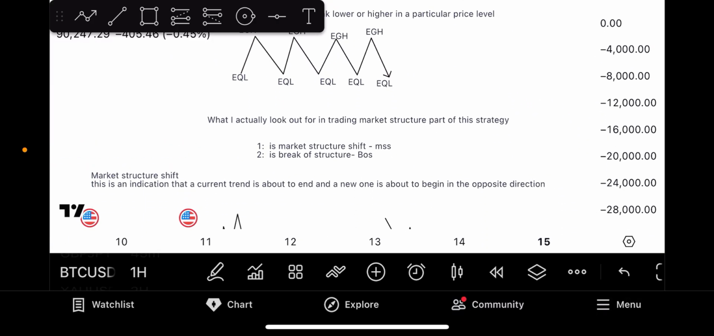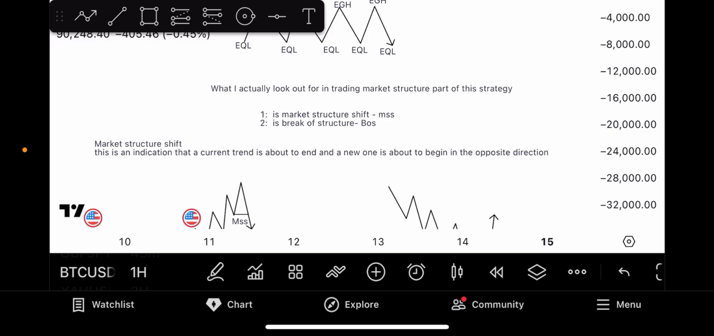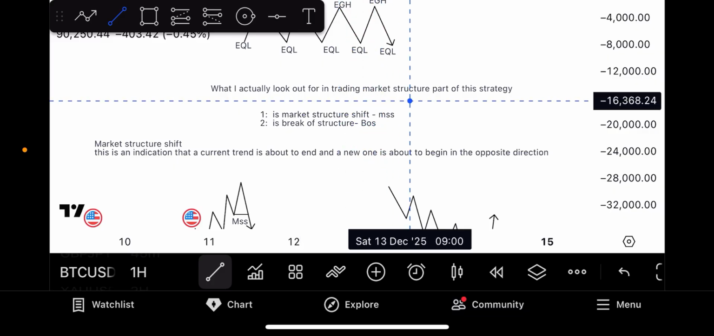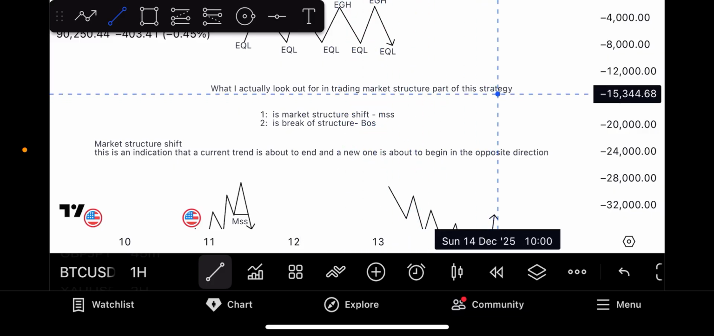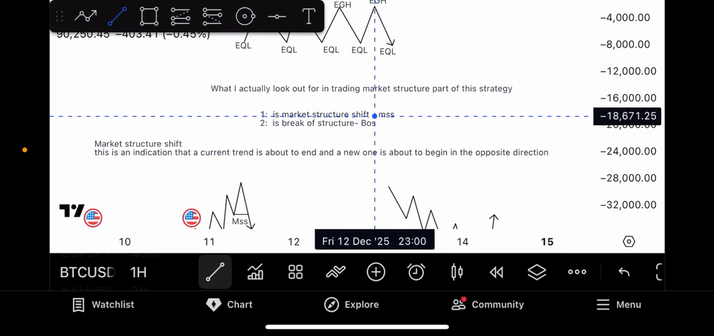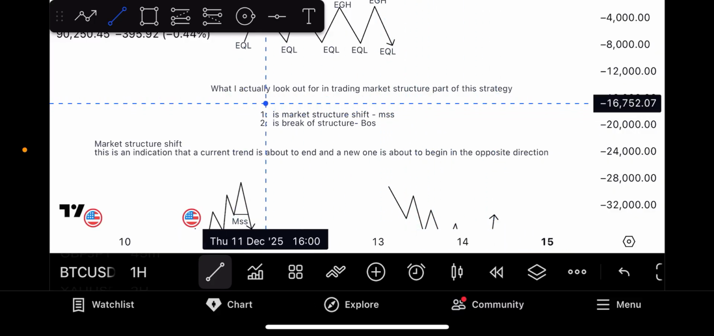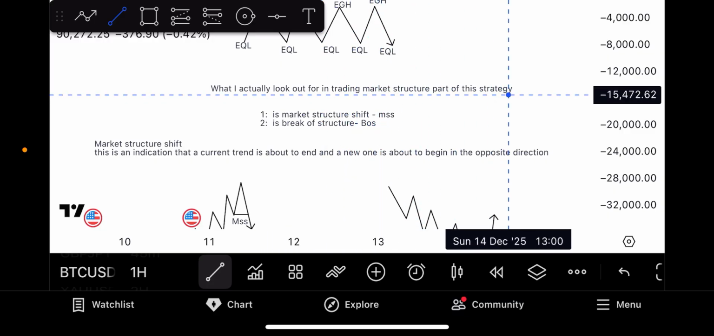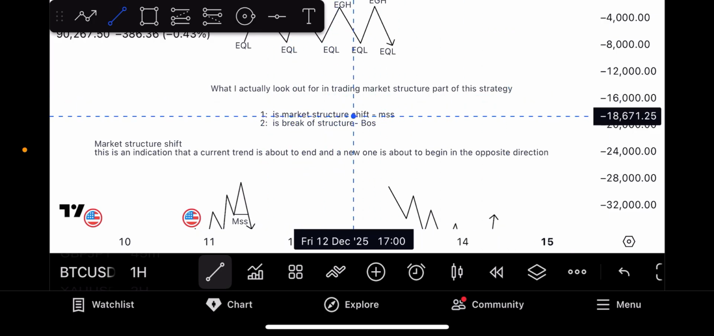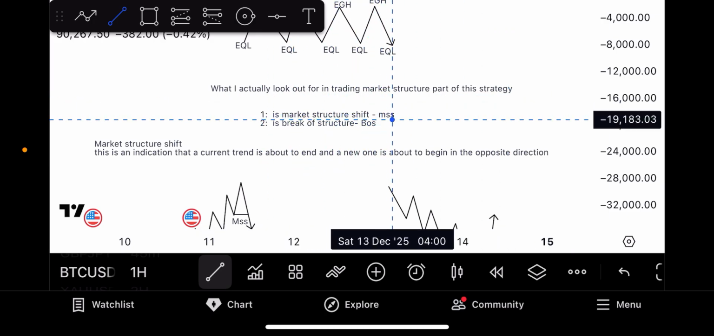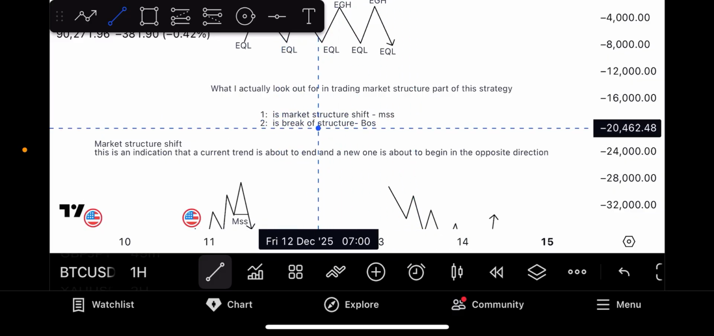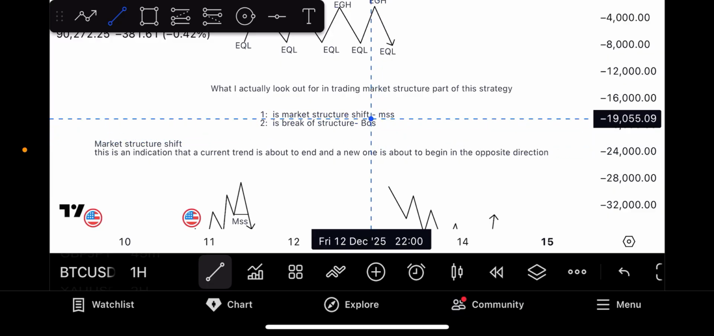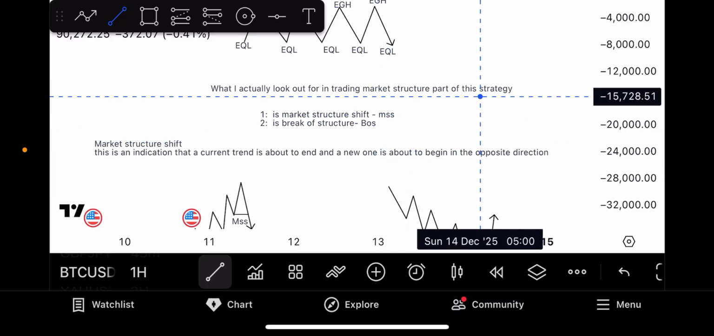What I actually look out for in trading, for the market structure part of this strategy, there are two things. One is market structure shift, which is MSS. Two is break of structure, BOS. These are the two things I look out for when it comes to the market structure part of this strategy.